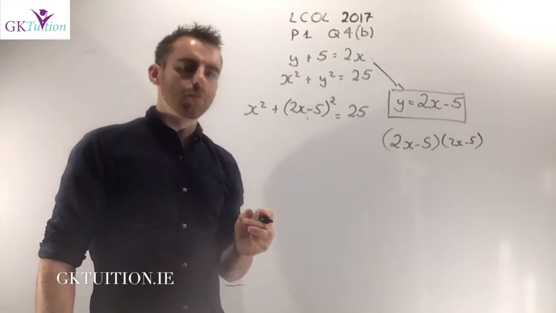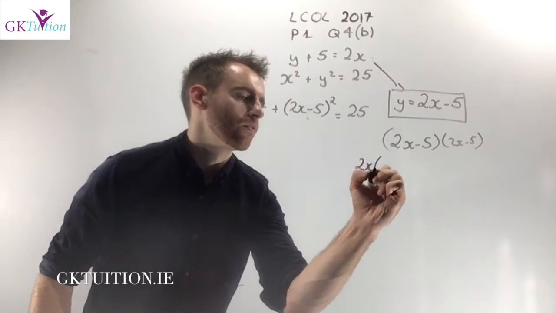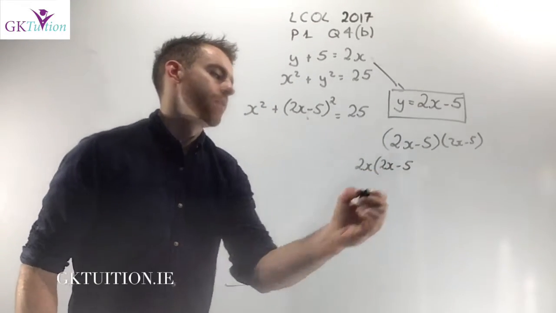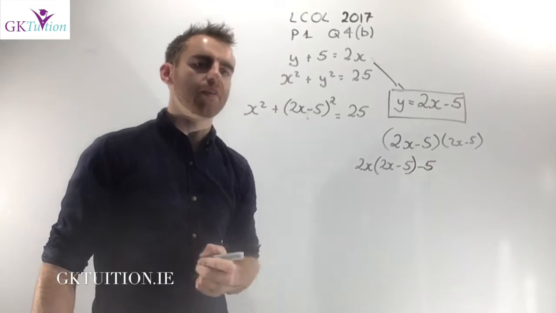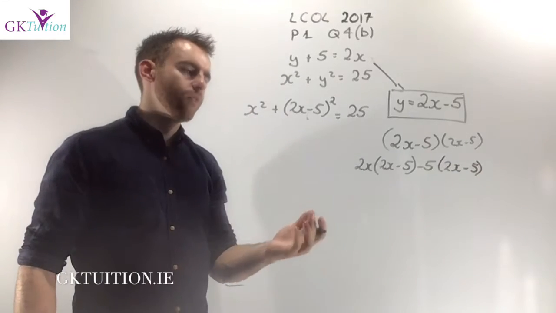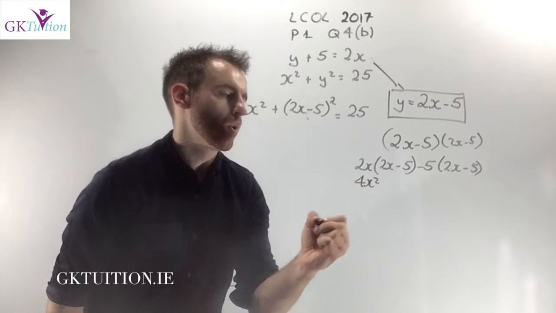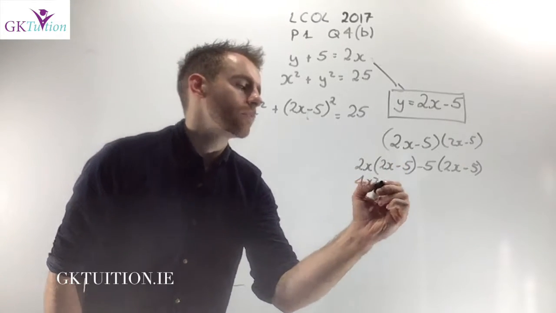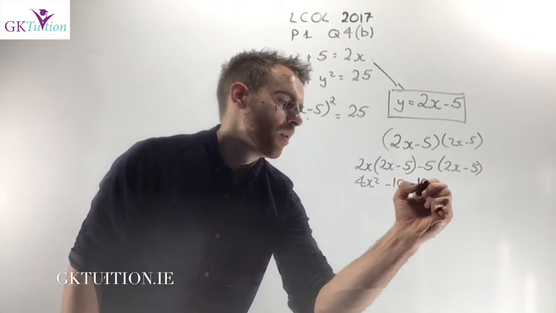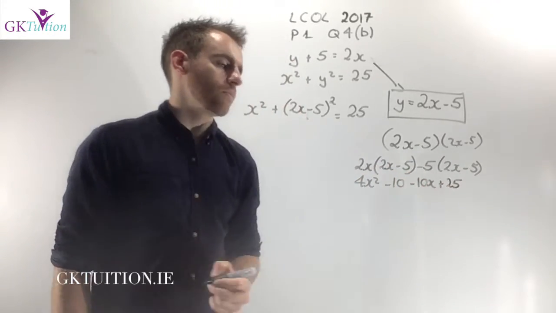In order to multiply out double brackets, it's the first thing in the first bracket by the second bracket. So in this case, the first thing in the first bracket is 2x. You multiply that by the second bracket, which is 2x minus 5. Then the second thing in the first bracket is minus 5, and you multiply that by the second bracket, which is 2x minus 5. Now if I multiply this out, 2x multiplied by 2x gives me 4x squared. 2x multiplied by minus 5 gives me minus 10x. Minus 5 multiplied by 2x is minus 10x. And minus 5 multiplied by minus 5 is plus 25.